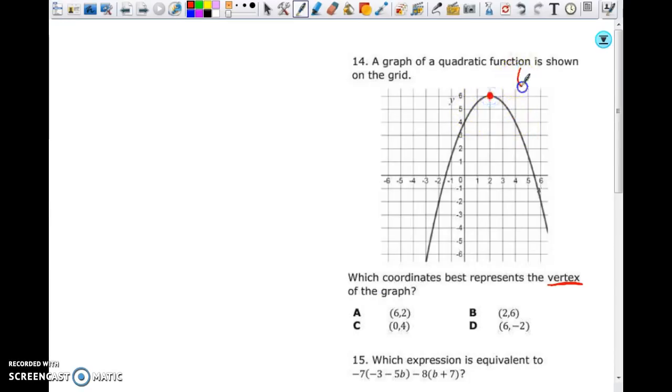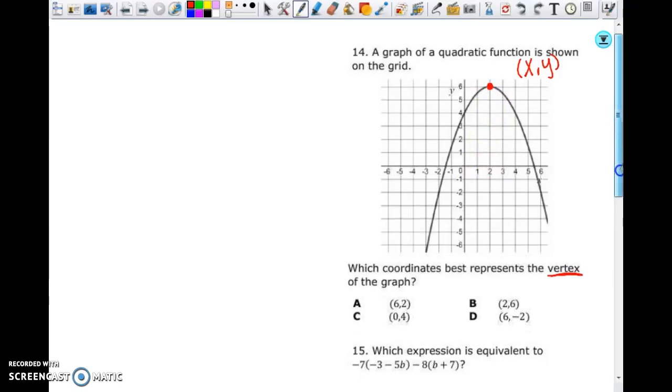Okay, so remember all points are made up with the X, Y. So you always start here, you move left or right with the X first, and then up or down. Okay, so go on ahead. Where is the vertex located? What's the X? Then what's the Y? And then do your answer choices for that one.